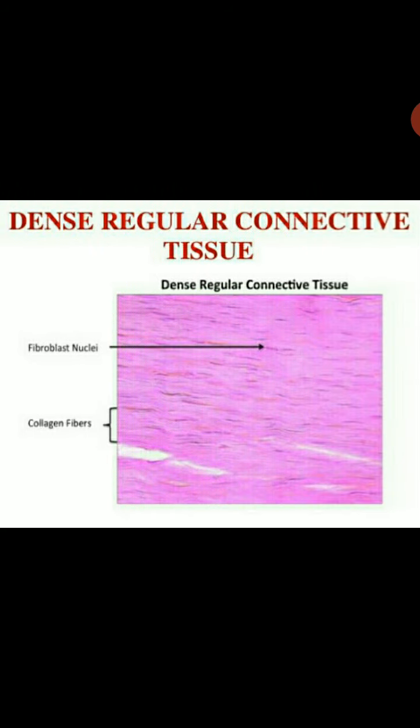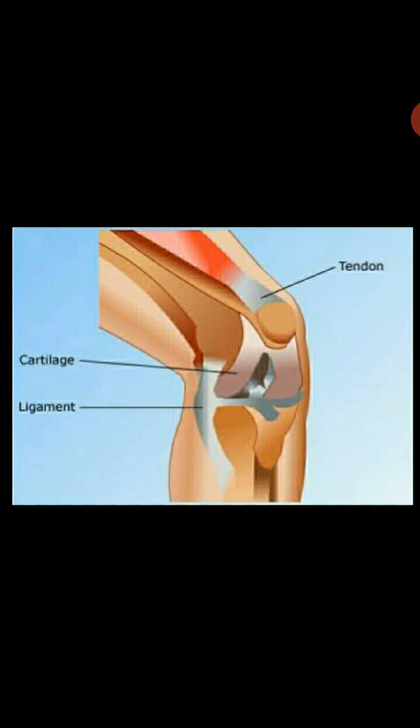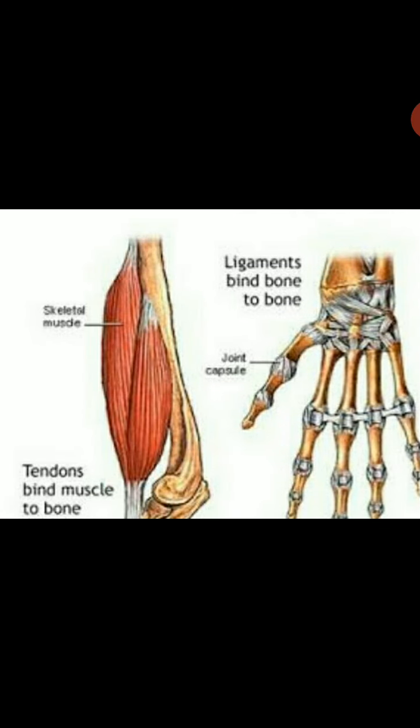Second one is dense regular connective tissue. It is a fibrous connective tissue, a densely packed collection of fibroblasts and collagen fibers. These form the components of tendons and ligaments. Tendons bind muscles to bones. These are fibrous tissues with great strength but limited flexibility. Ligaments are very elastic and have considerable strength, containing little matrix, and connect bone to bone. These are all about tendons and ligaments.